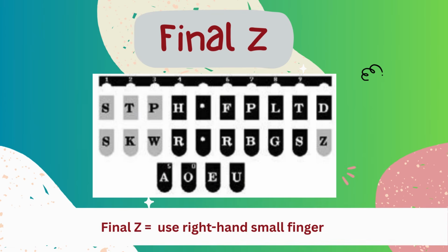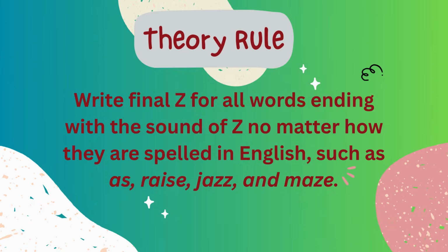Then we have final Z. For final Z, we're going to use our right hand small finger. So it's not in the home position, because the right little finger will be final S in the home position between T and S. Now we'll just have to extend our right little finger to the lower bank for final Z. So that's final Z.